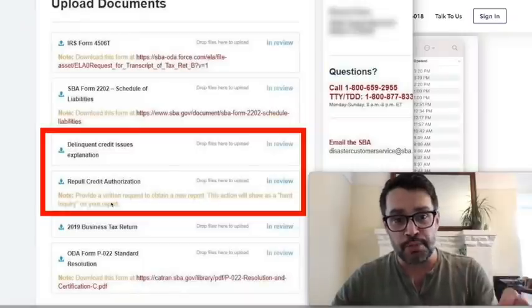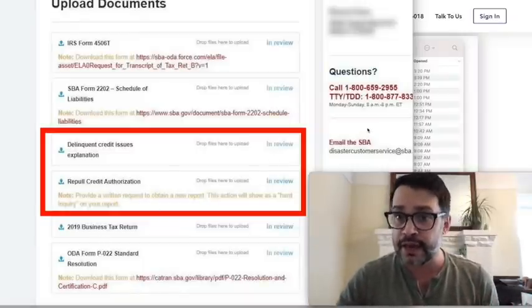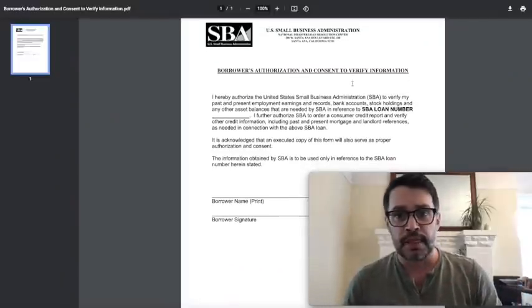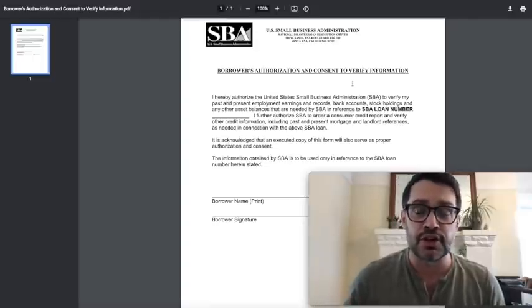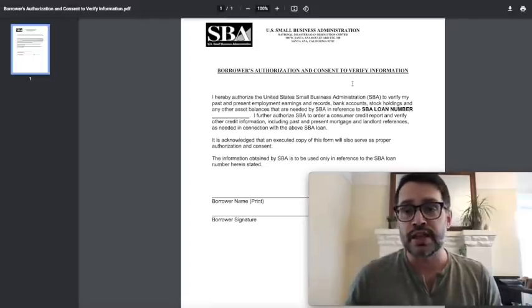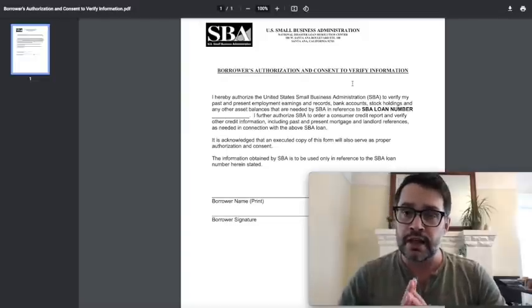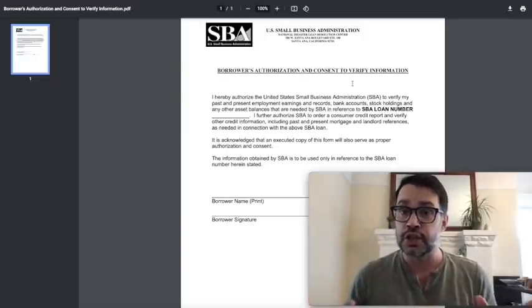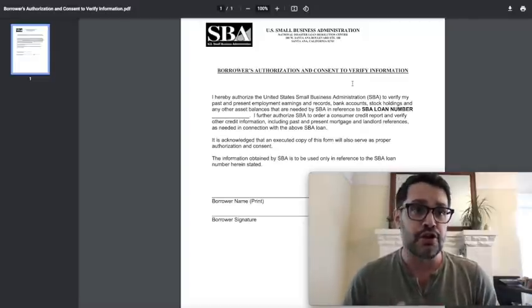Now, there's also a repull credit authorization form if the SBA decides they want to look at your credit again. The standard SBA form looks like this. You hereby authorize the SBA, in reference to your SBA loan number, to basically verify information that they need to. So I'm glad to see this, because one of the things that surprised me is how many cases I've heard of people getting approved for EIDL increases and never once having a loan officer call them to verify information, especially for folks that have gotten the full $2 million loans. Many have said, you got the approval letter and that's it. No due diligence, no phone calls.